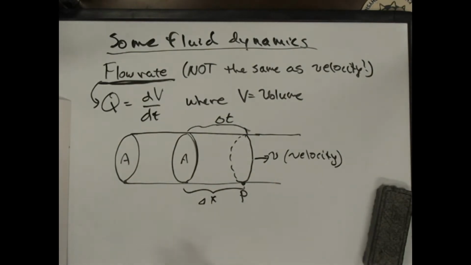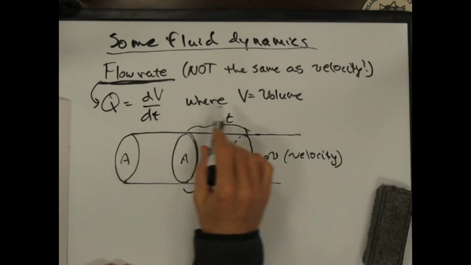And so you might have a pipe for water that sends out 10 gallons a minute, or something like that, or 20 gallons a minute. That's the flow rate. It says nothing about the velocity. However, it's related to the velocity, and we're going to talk about how, right? And so here V is the volume.